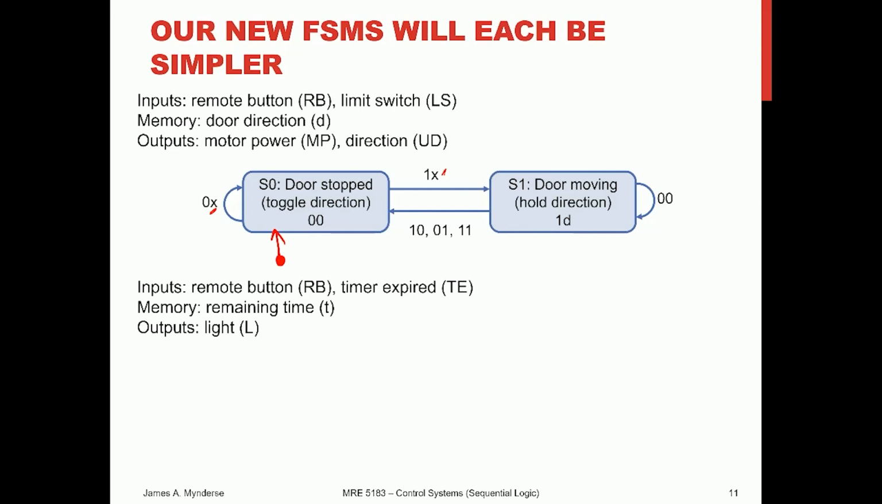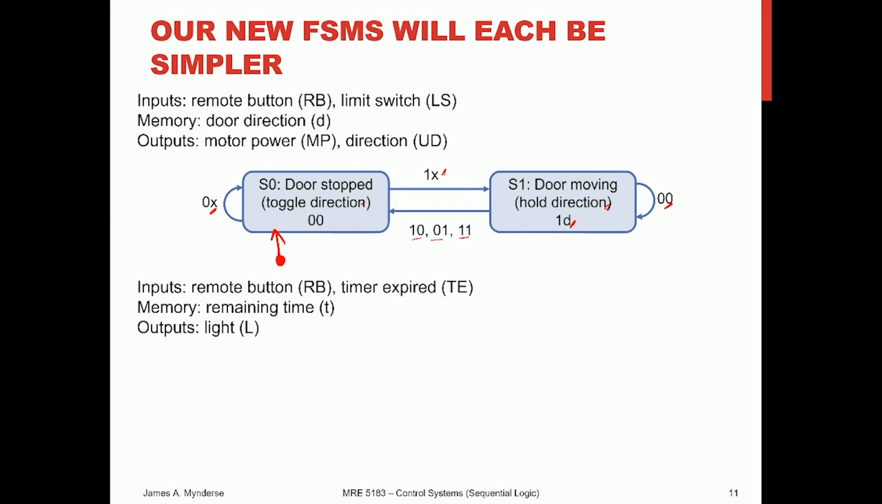And so what I'm going to say here is I'm going to hold the direction. There's no change in the direction. It just is the direction. And I am going to let my output be that the motor is turned on and the direction is determined by the memory element that we're calling D. And we will continue with that as long as we do not hit a limit switch and we do not see a button. If we see the button press without a limit switch, or we see a limit switch without a button press, or we see both of them, then we stop. And when we stop, we're going to toggle the direction.